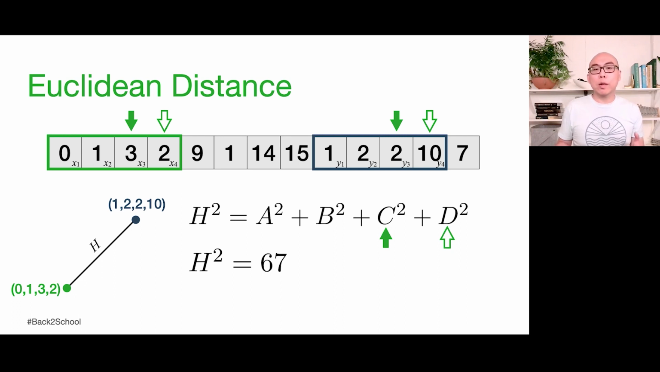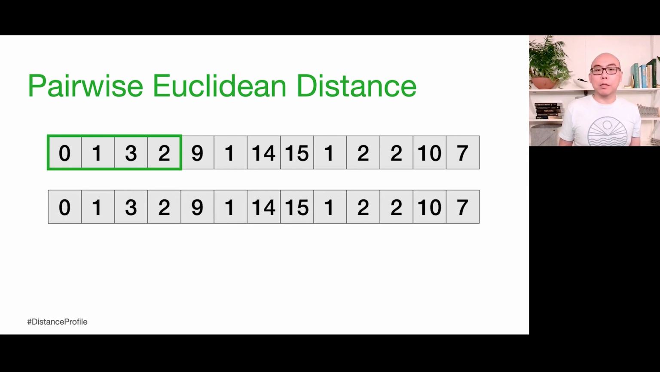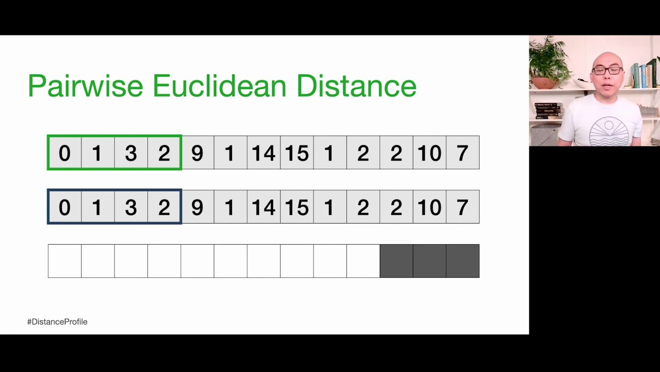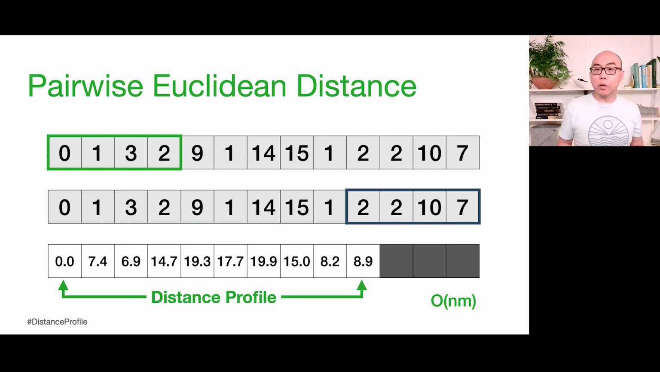But what if we wanted to take the green subsequence and ask, is this subsequence conserved across our time series? Then what we can do is compute pairwise Euclidean distances. To do that, we'll repeat our time series and create a blue subsequence that we'll compare against. Then we'll record the distance between the green subsequence and the blue subsequence in this vector down below. In this particular case, the green and blue subsequences are identical, so the distance is 0. I'll slide that blue subsequence over, compute the distance, and continue doing this all the way until I run out of subsequences to compare with the green one. What we end up with is something called a distance profile.